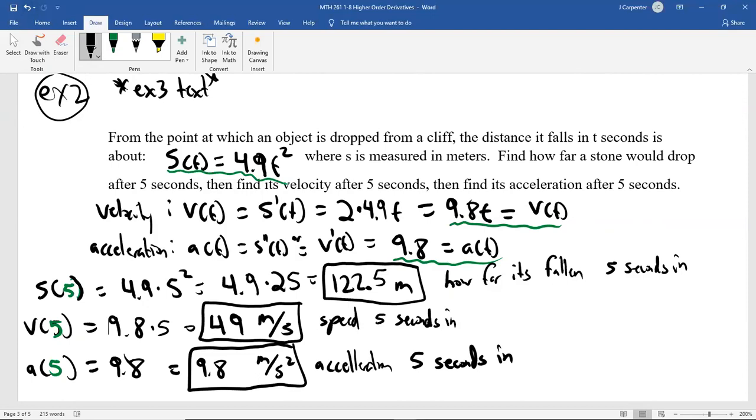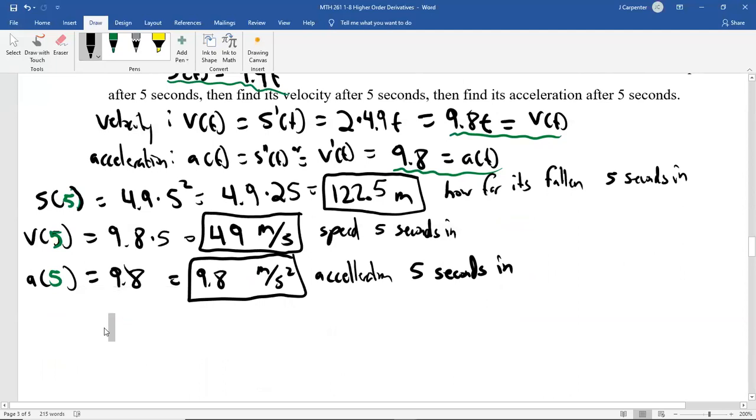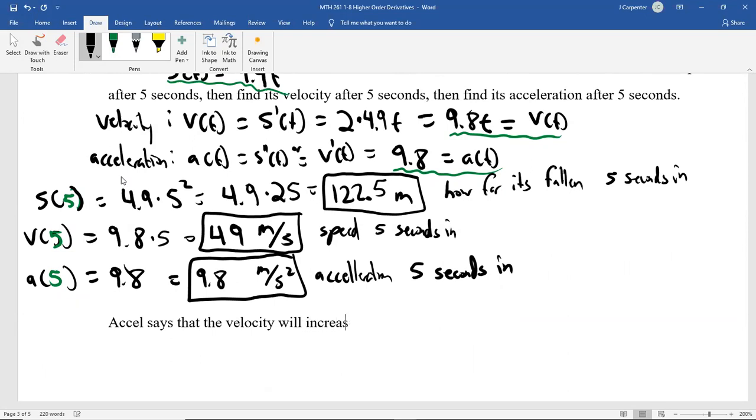So what does this information tell us? Well, it says that over the next second, our speed is going to increase another 9.8 meters per second. So again, what this says is the acceleration says that the velocity will increase approximately, or maybe exactly, it just depends. In this case, it's exactly, but it can just be approximately, by 9.8 meters per second.